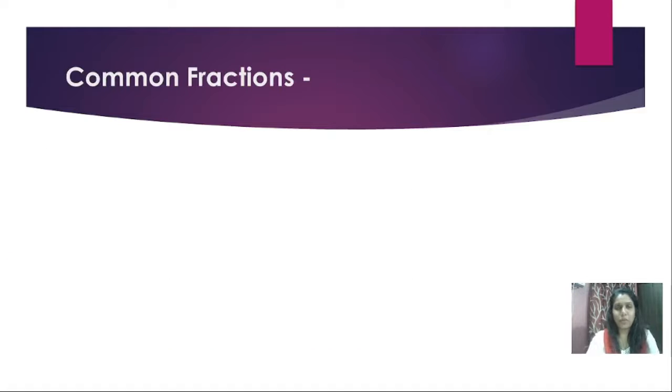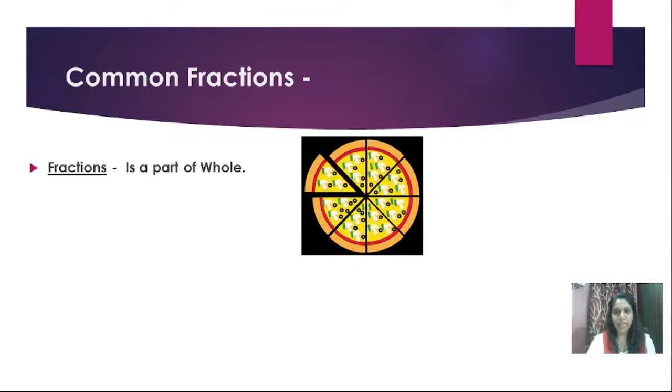Common fraction. Now what is a fraction? It is a part of whole. Fraction is a part of whole. Correct? Now this is a whole pizza of 8 slices. If I remove one slice, then that one slice will become a part of this whole pizza. So 1 by 8. 1, 2, 3, 4, 5, 6, 7. This is the 8th one. So the whole pizza consists of 8 slices. If I remove 1, it will be 1 upon 8. Correct?